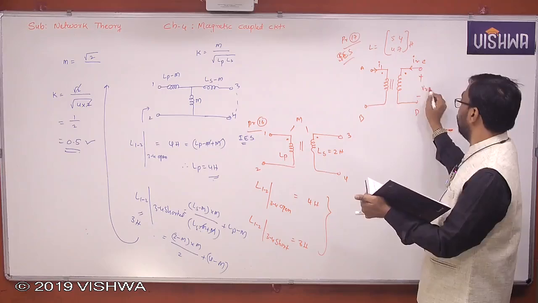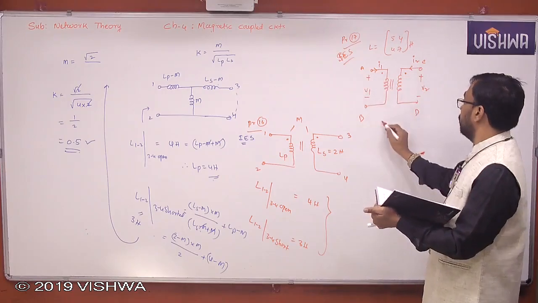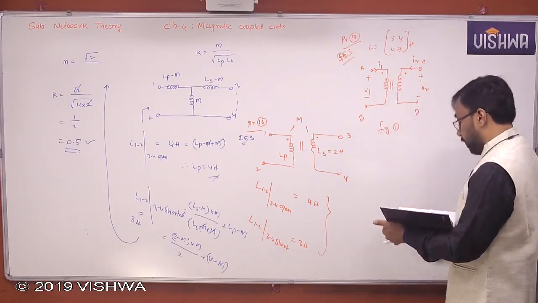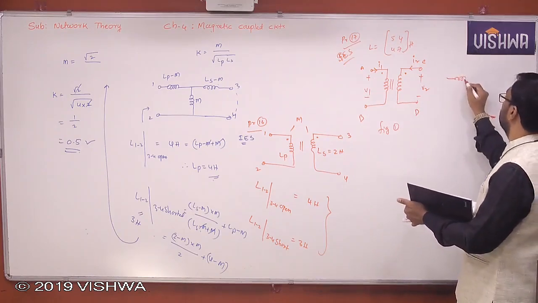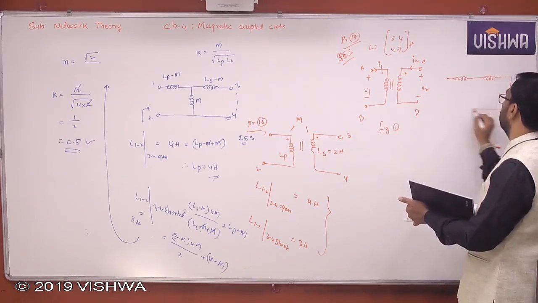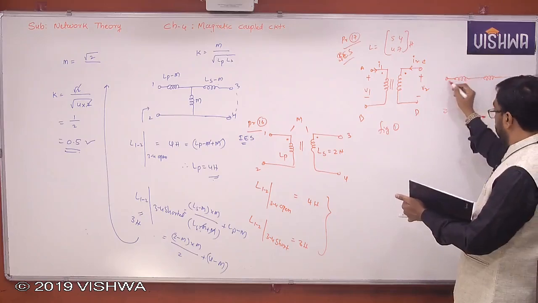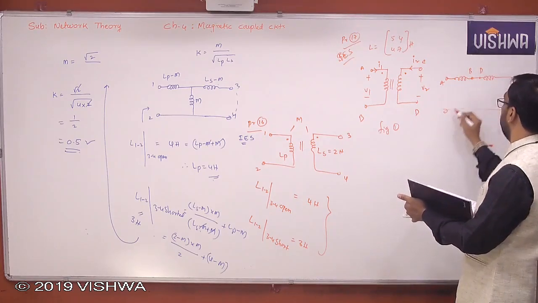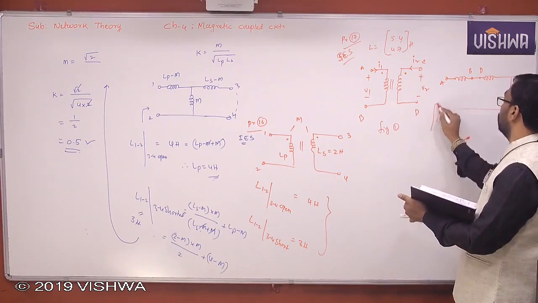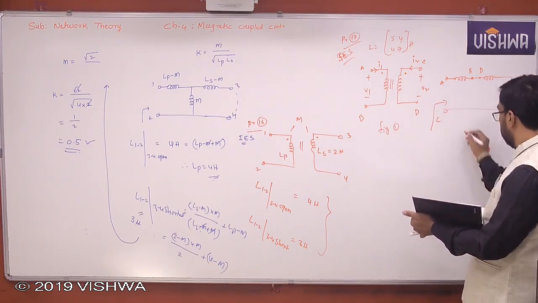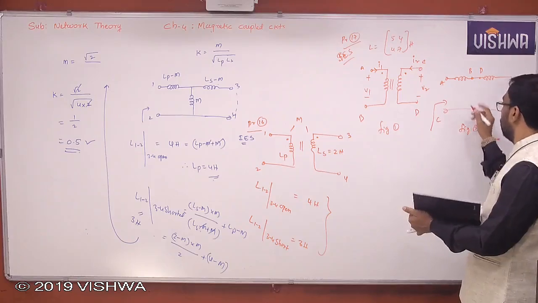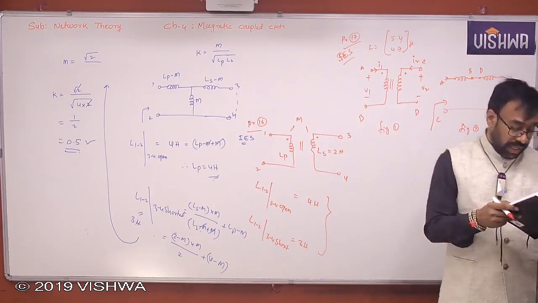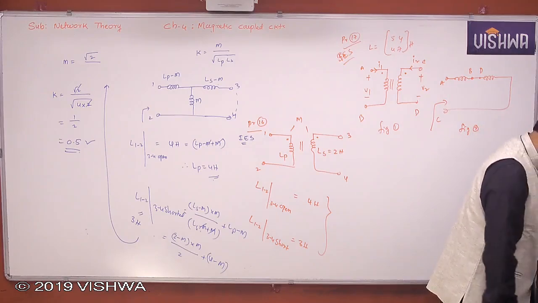Plus minus V2, plus minus V1. This is figure 1. Figure 2 was this, A, B, D and C. So he's expecting this way. If you connect in this way, then what could be the value, is what he is asking.